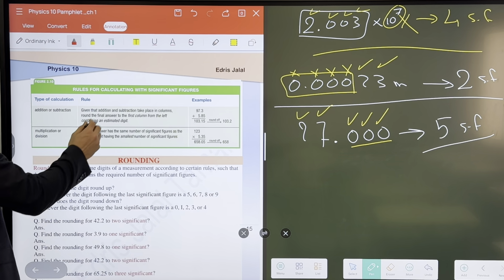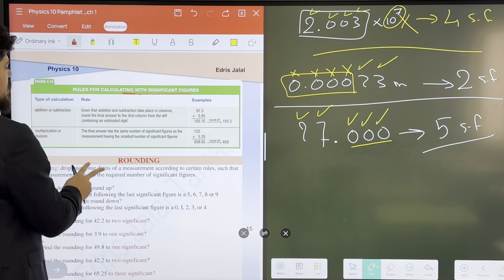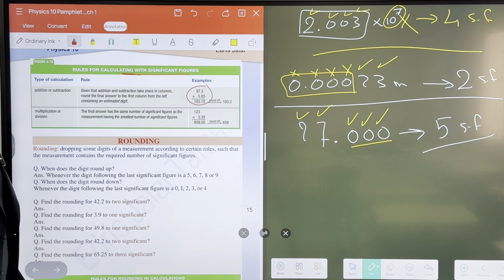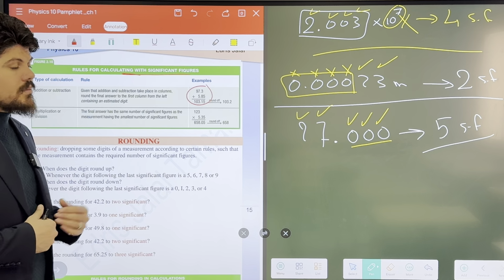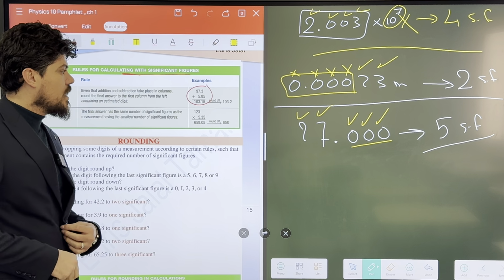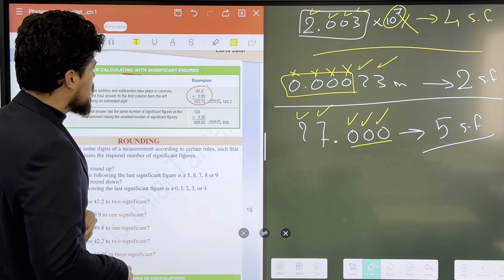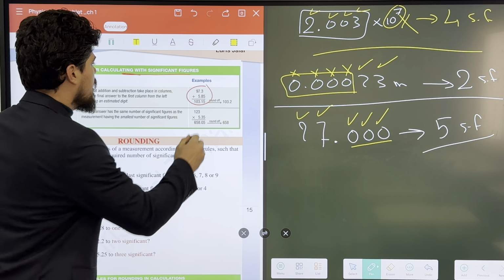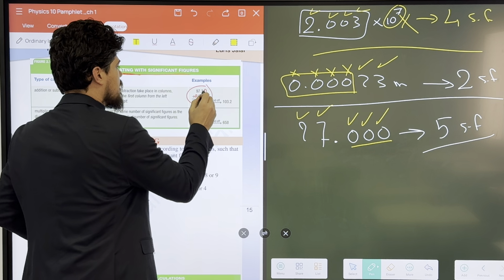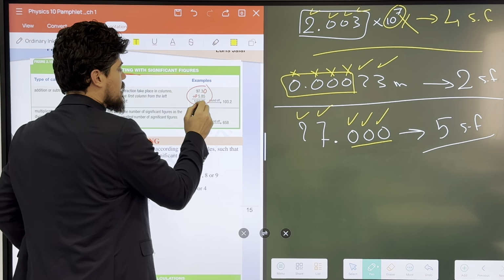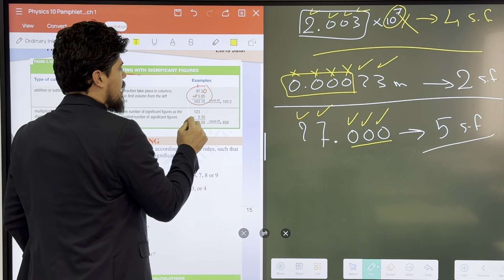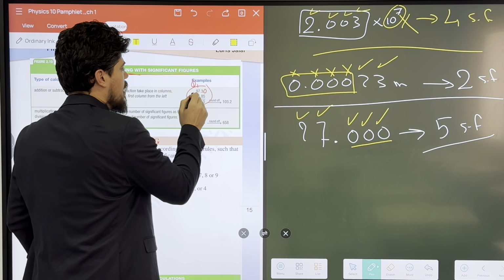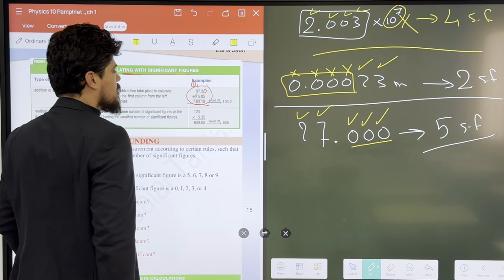So the rules for calculating with significant figures are very easy. You studied this in grades 8 and 9, and also in mathematics. How can you calculate two numbers with significant figures, like 97.3 plus 5.85? We have 0 plus 5, 5; 3 plus 8, 11, carry 1; 8 plus 5, 13, 3 and carry 1; 1 plus 9, 10. It is going to be 103.15.